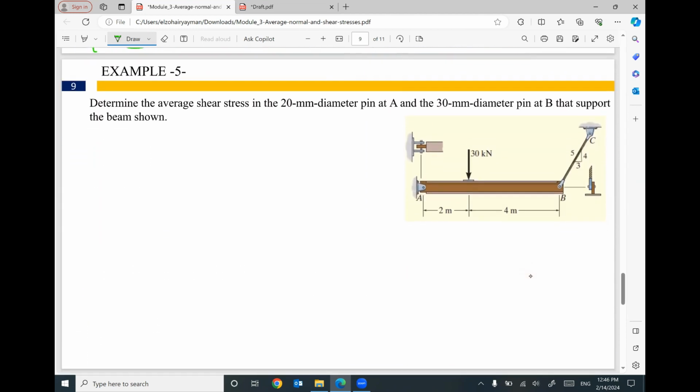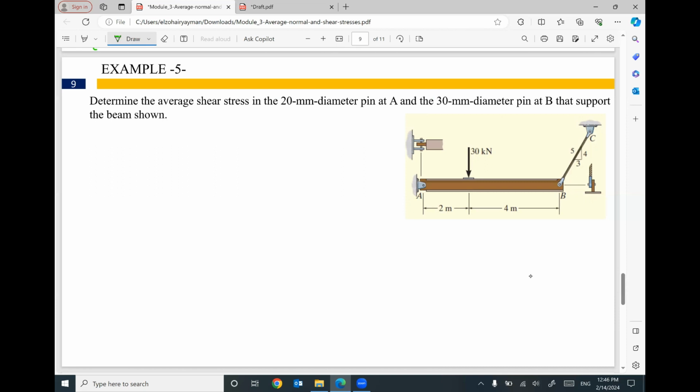I have the first example related to the average shear stress. We are given a beam AB, supported by a hinge at A, and this hinge is supported by a bolt connected to the beam in this detail, and this detail shows that we might have two planes of shear, this one and this one. So this connection will be double shear. This is the first note.